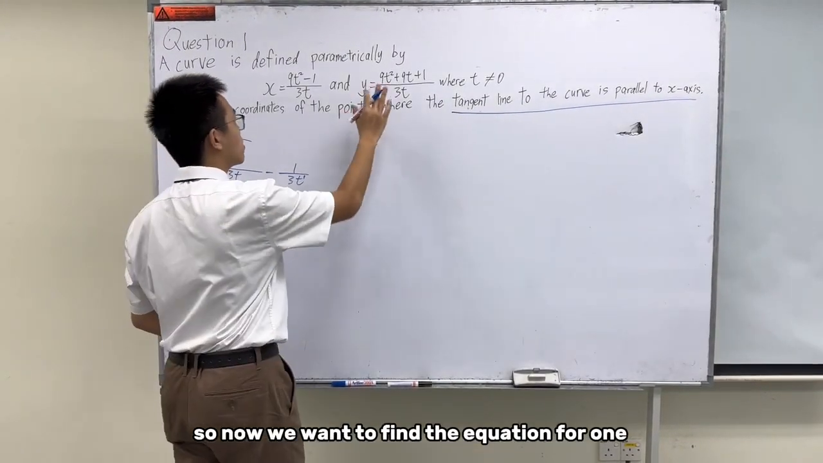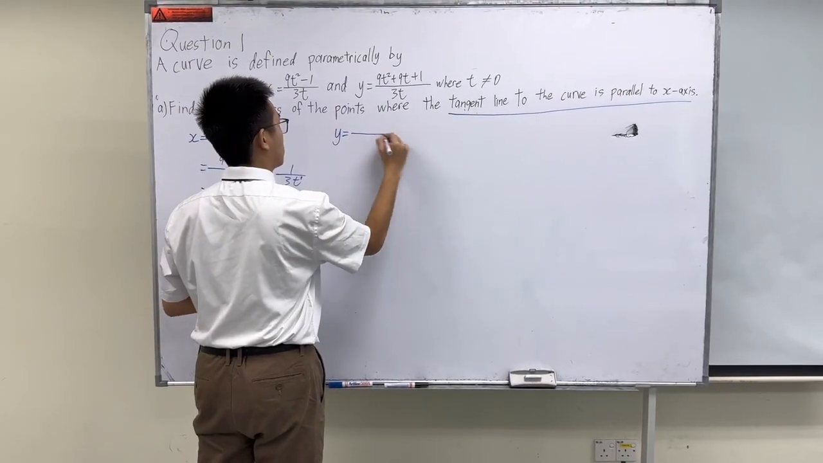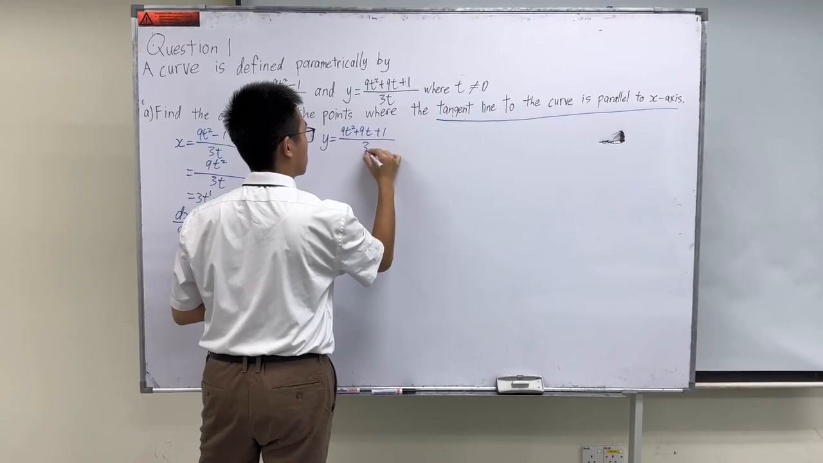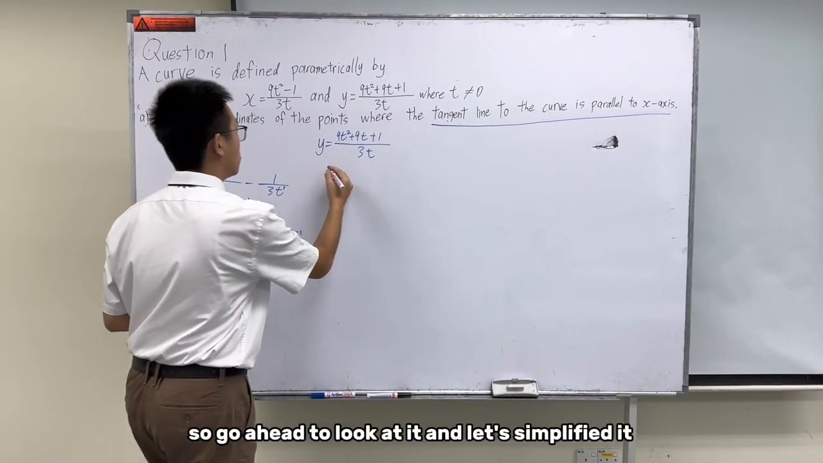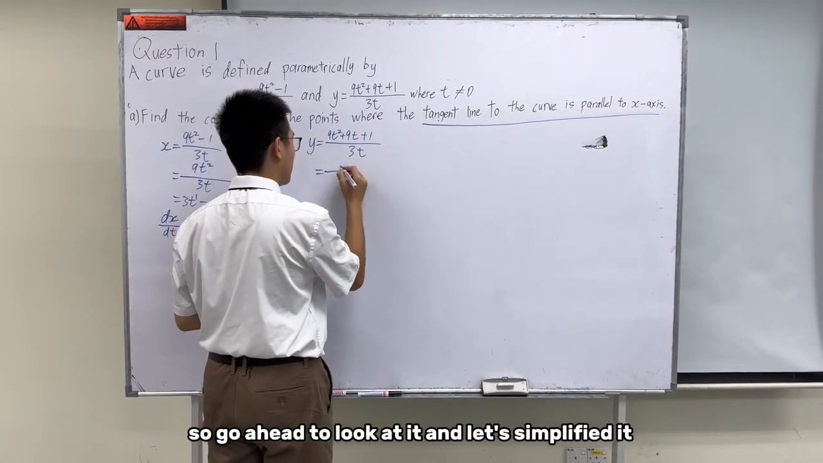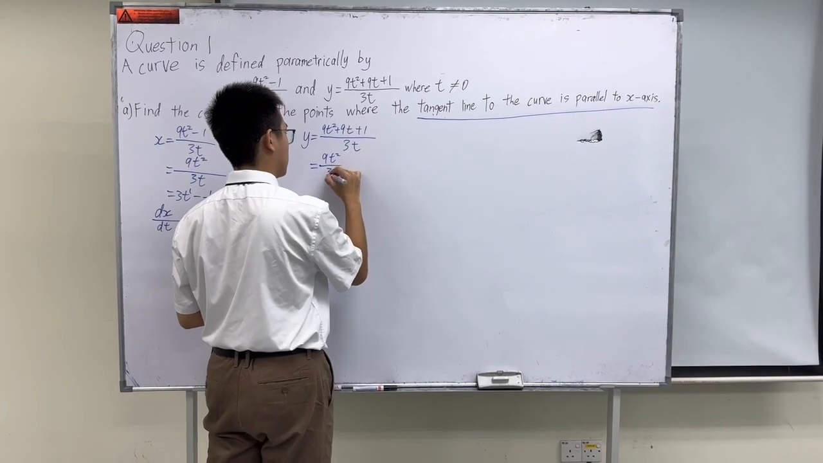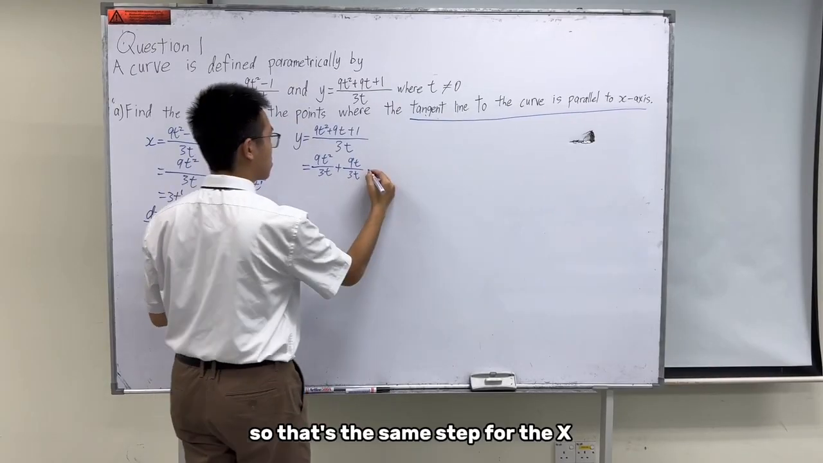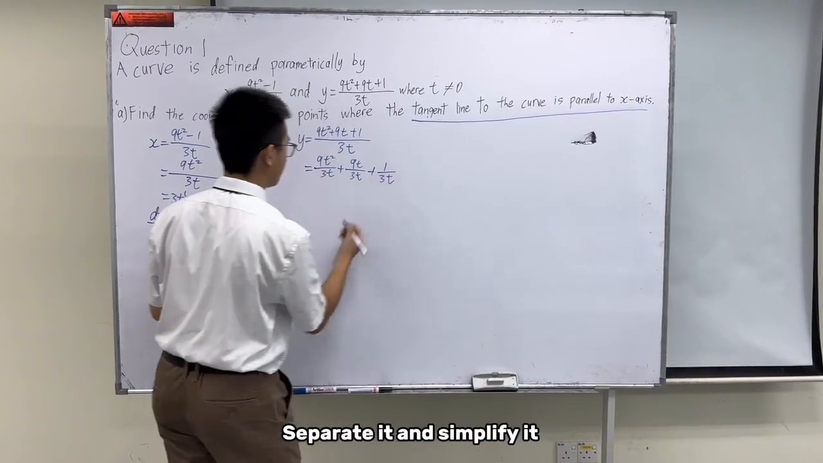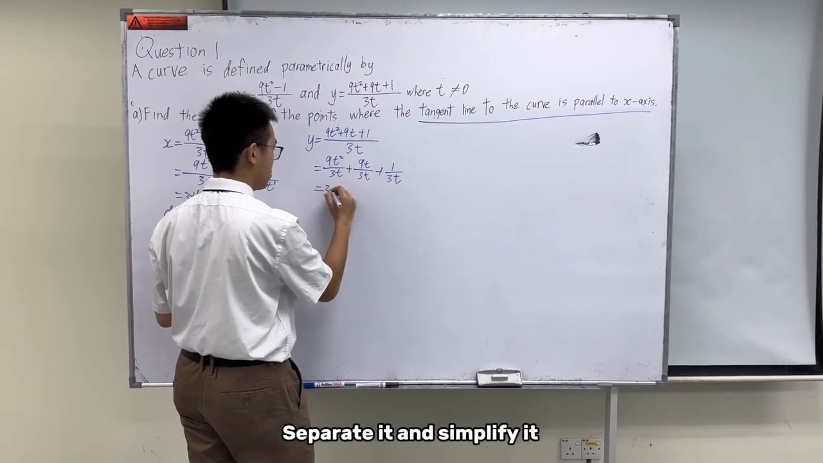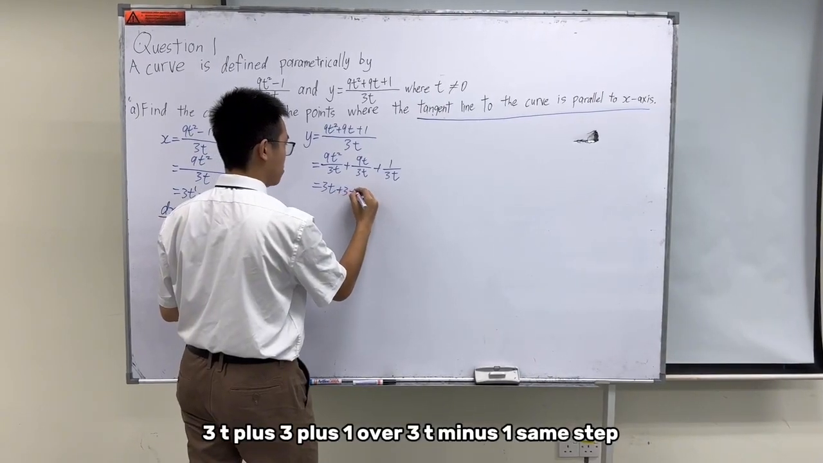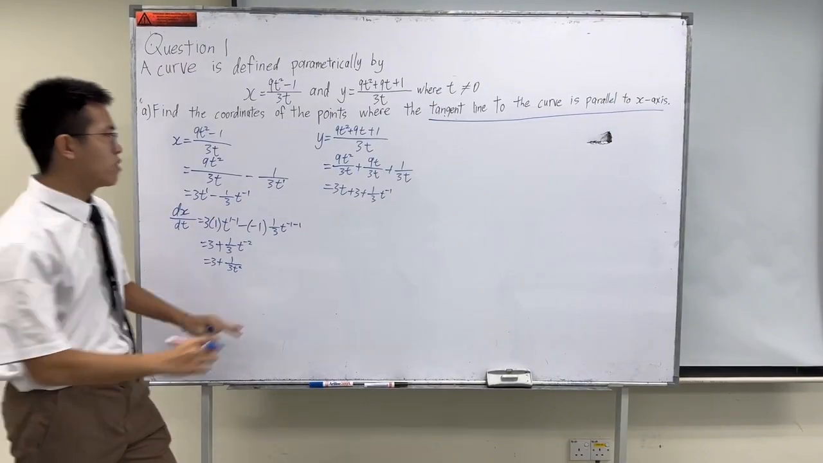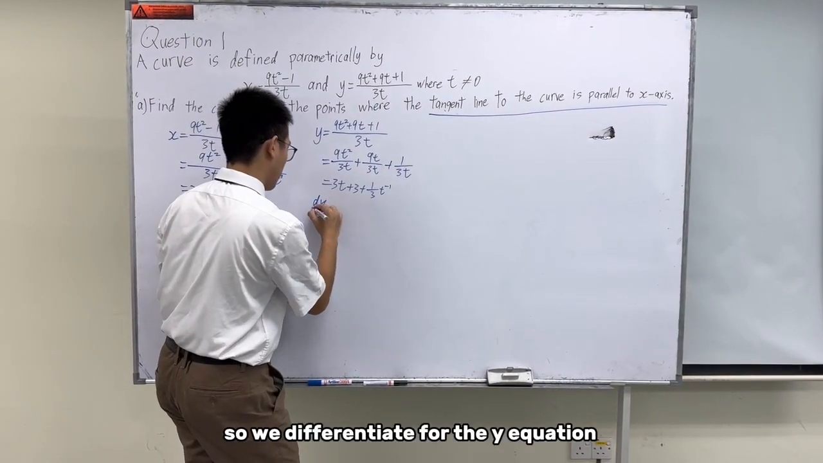So now we want to find the equation for y. Write it down first. Let's look at it and simplify it. The same step as for x: separate it and simplify it, which gives 3t plus 1 over 2t minus 1. Same step, so we differentiate the y equation.